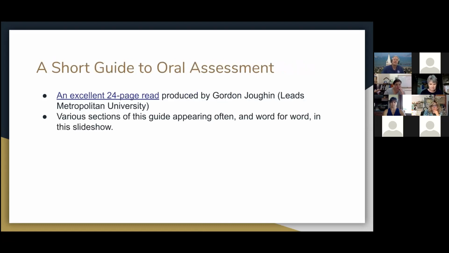Here is that document that so much of what I've put forward to you today is based on. It's called A Short Guide to Oral Assessment. Excellent 24-page read produced by this Gordon, and I'm not so sure how to pronounce his last name. It matters for reasons, along with more mention of Andrew K. Miller, which I'll get to at the end of the presentation.